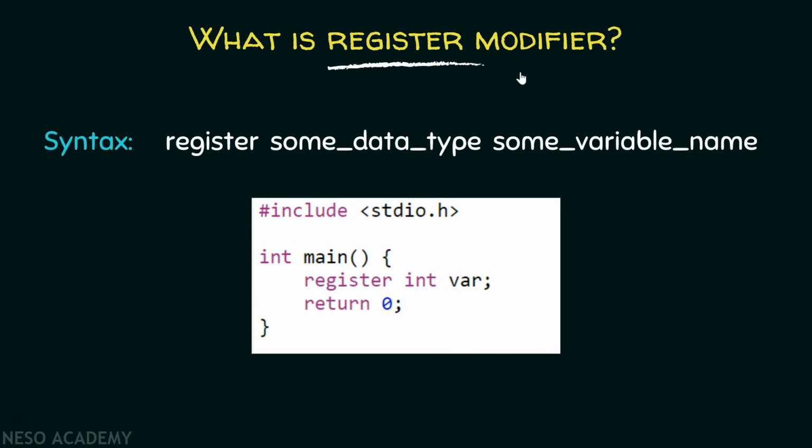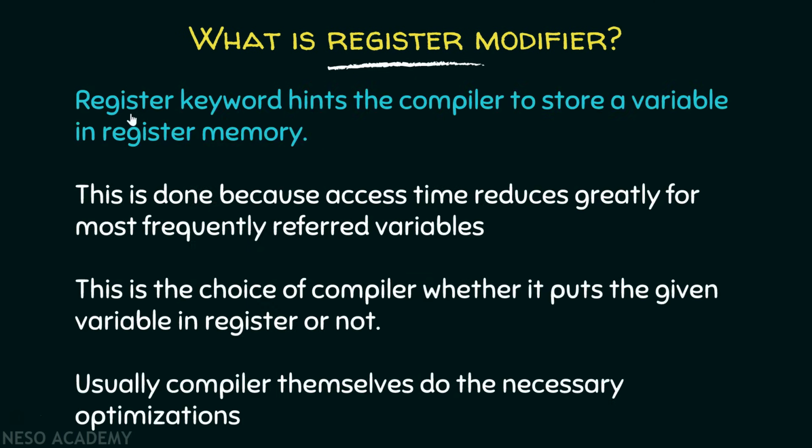What is the register modifier? Before talking about the register modifier and its use, let's understand its syntax. We simply put the register keyword in front of some data type and some variable. For example, here we put the register keyword in front of this variable var, whose data type is int. The register keyword hints to the compiler to store a variable in register memory.